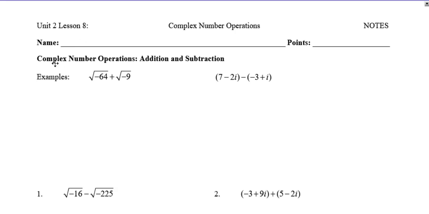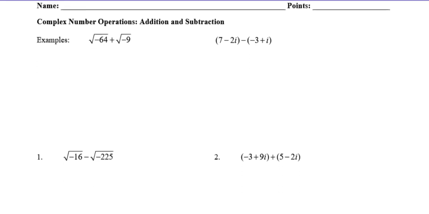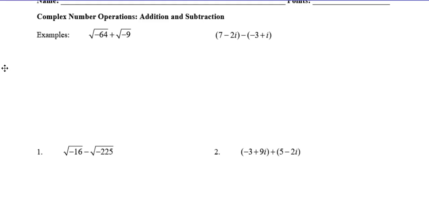All right, so we'll start here with complex number operations of addition and subtraction. The first example I have here has to do with the square root of negative 64 plus the square root of negative 9. Remember from the last video that the square root of negative 64 is really 8i, and the square root of negative 9 is really 3i. So when I convert these to imaginary numbers, I can then look at 8i plus 3i, which gives me 11i.